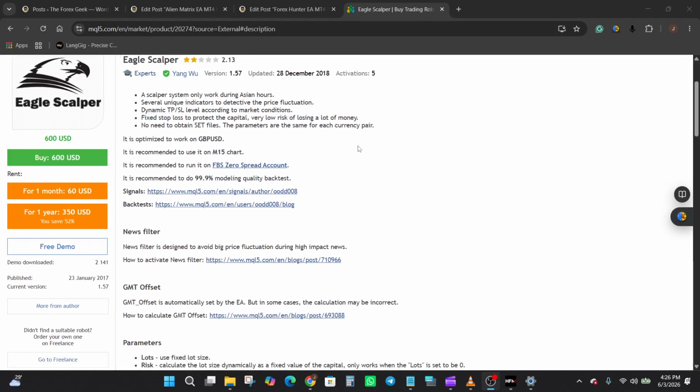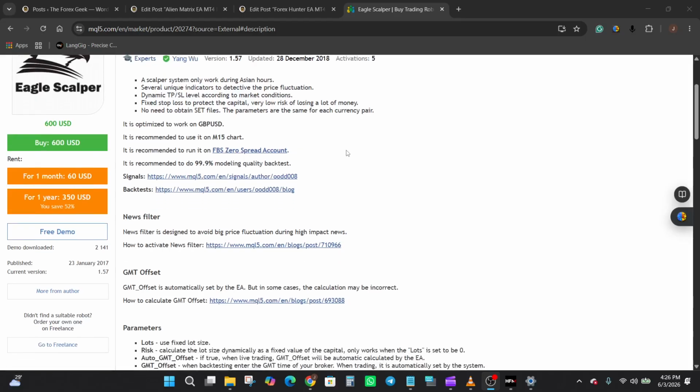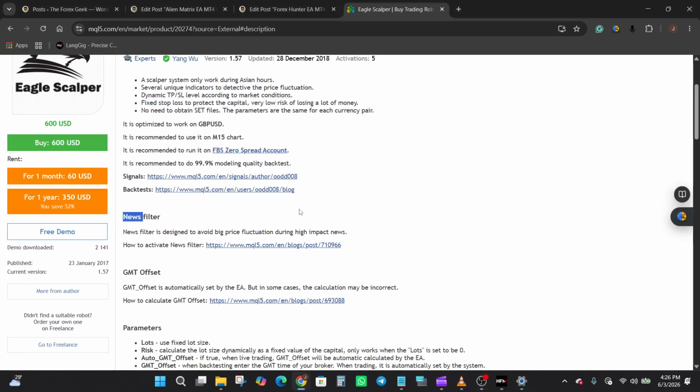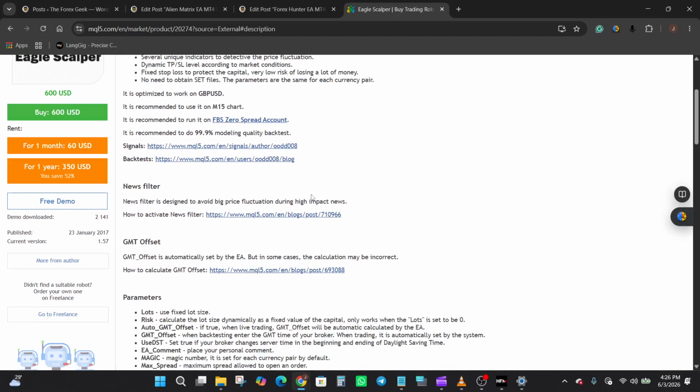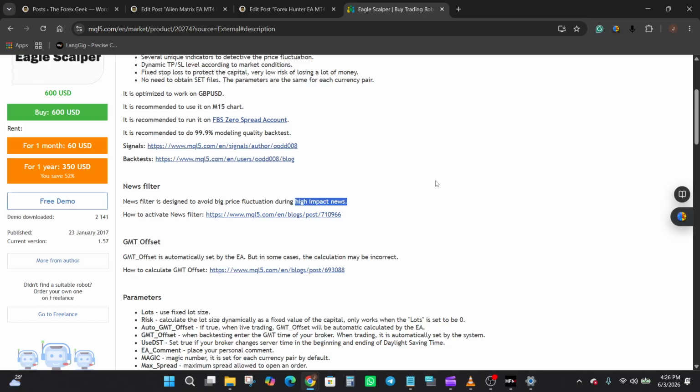Another key point here is the inclusion of a news filter. From what is written, this feature is designed to avoid trading during high impact news events, which is usually a critical factor for scalping systems due to volatility spikes.